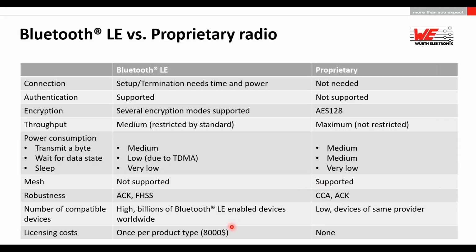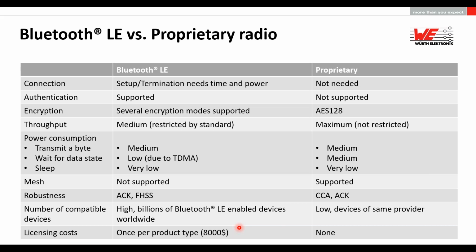Yes, the module itself is SIG listed, but that doesn't mean that the end product is somehow automatically listed. This is some kind of a licensing cost that we have to pay for the Bluetooth SIG, which is around $8,000 once per product type.